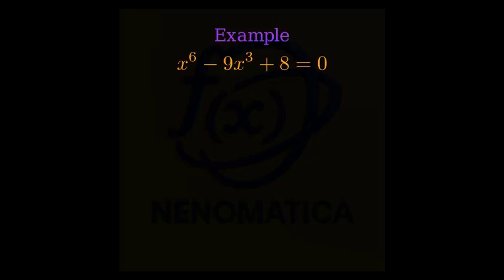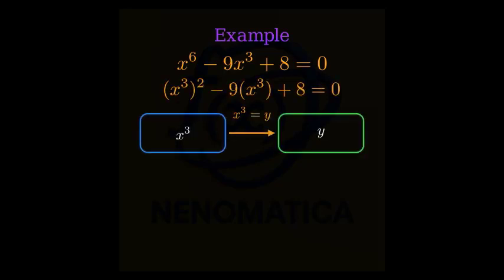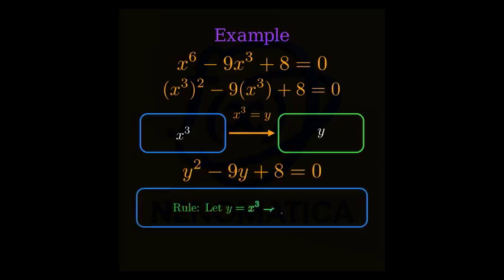To make it look exactly like a quadratic, let y equal x cubed. We'll highlight the x cubed pieces and show the substitution mapping from x cubed to y. Step 2. Substitute y for every x cubed. This turns the original equation into a simple quadratic in y: y squared minus 9y plus 8 equals 0.